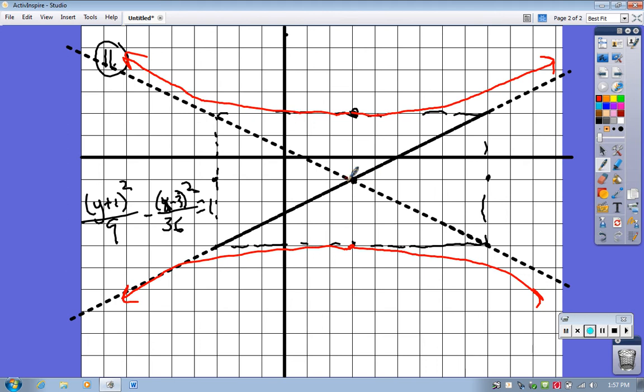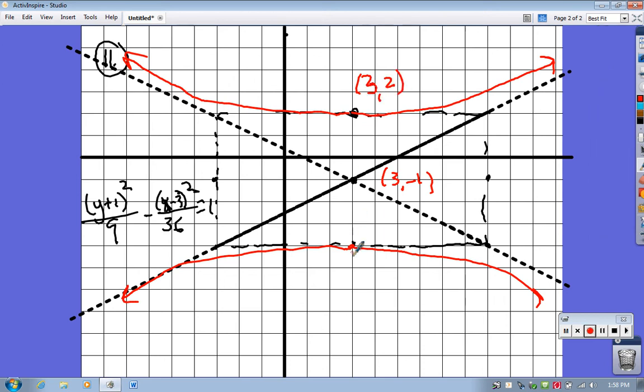So I know the center is at 3, -1. I know these vertices. So 3, this is up 3 from -1. So this is at 2. I'm sorry. This is at 3, 2. This is at 3, -4. Those are labeled. Next thing I know, I do need to put in the foci.